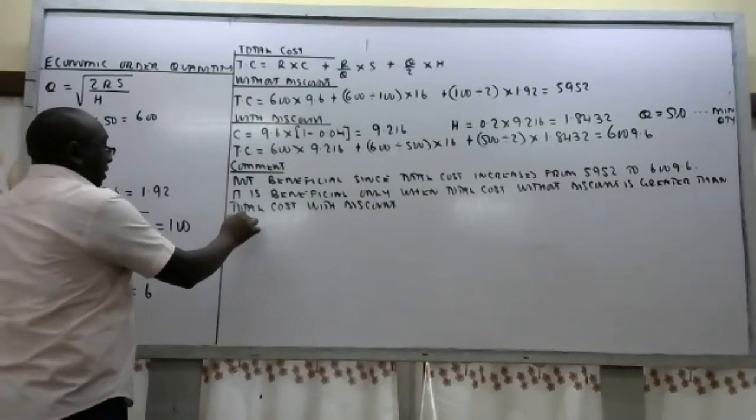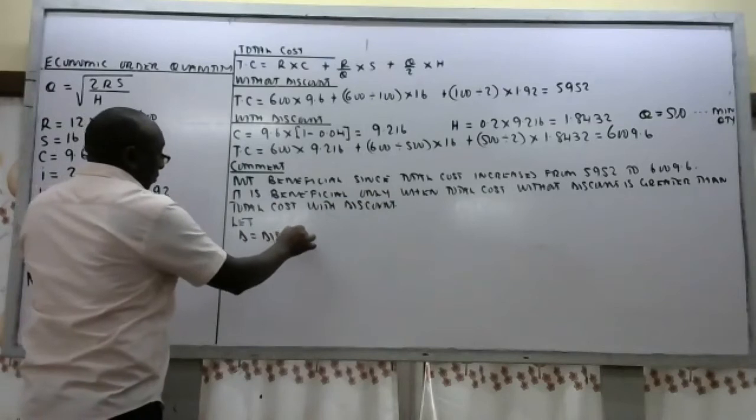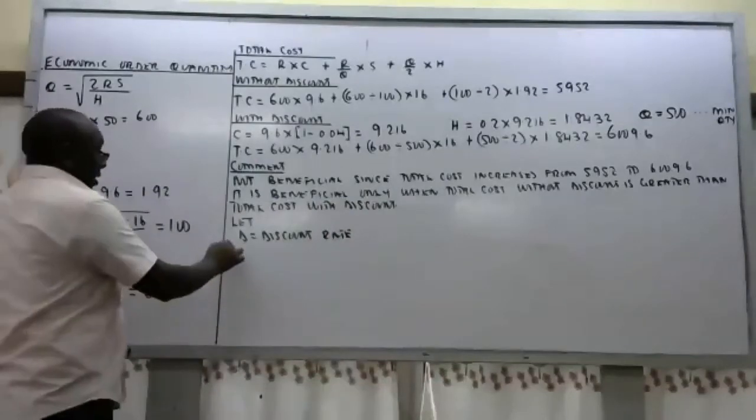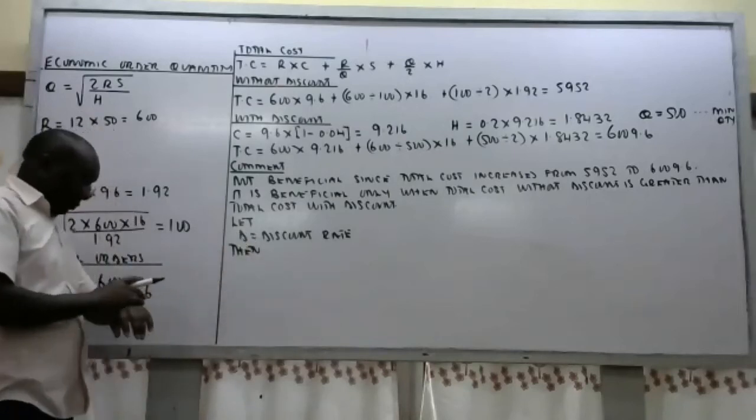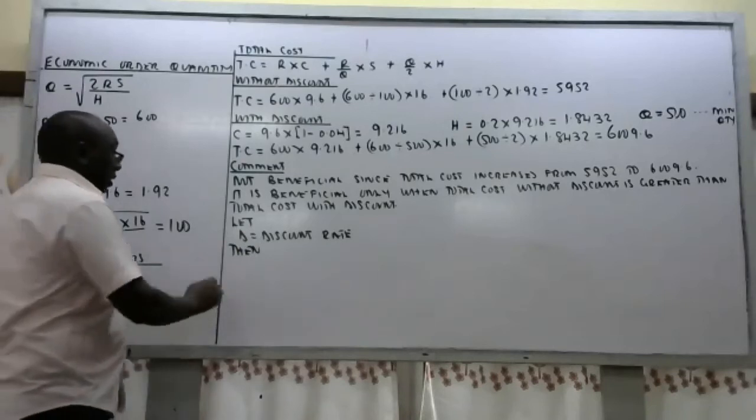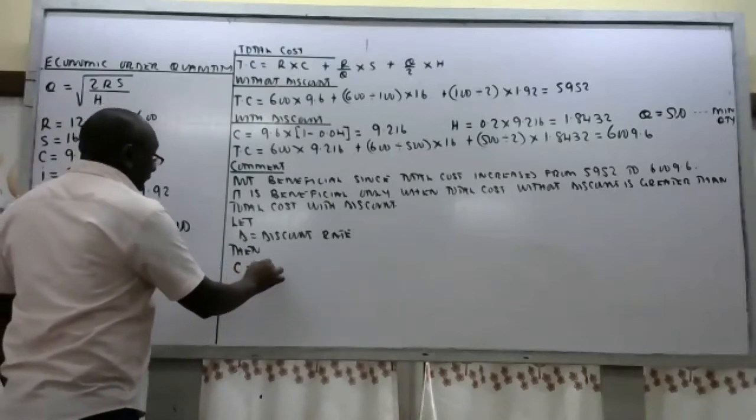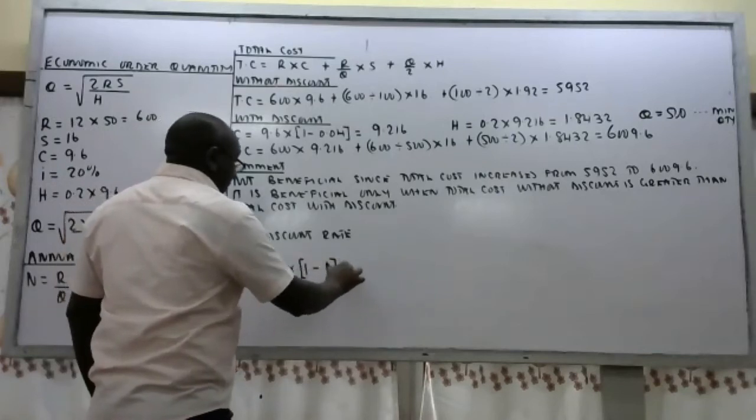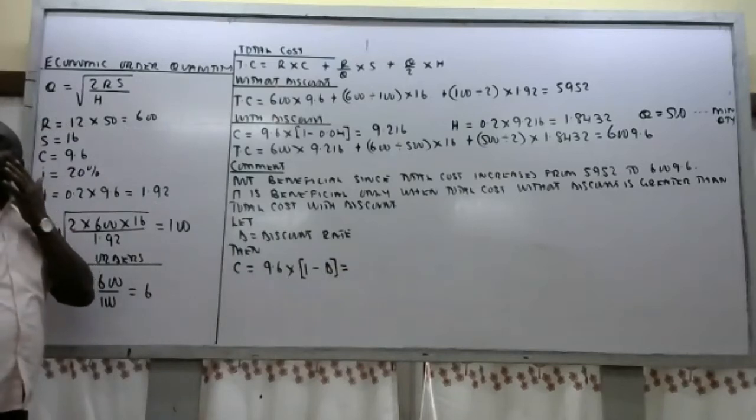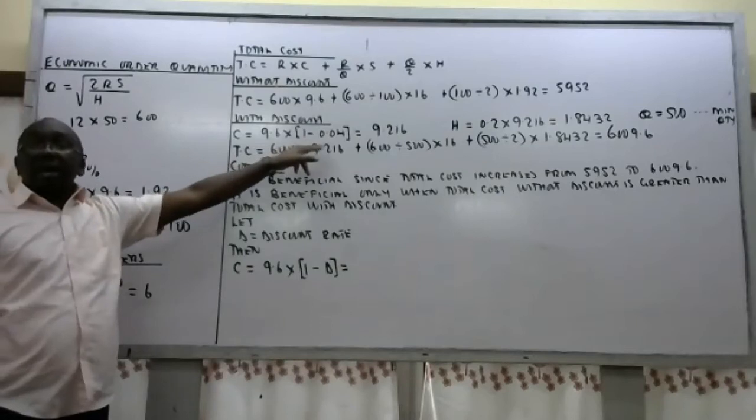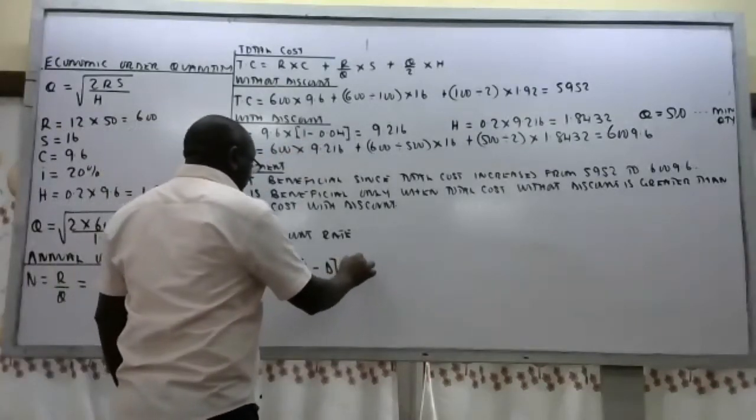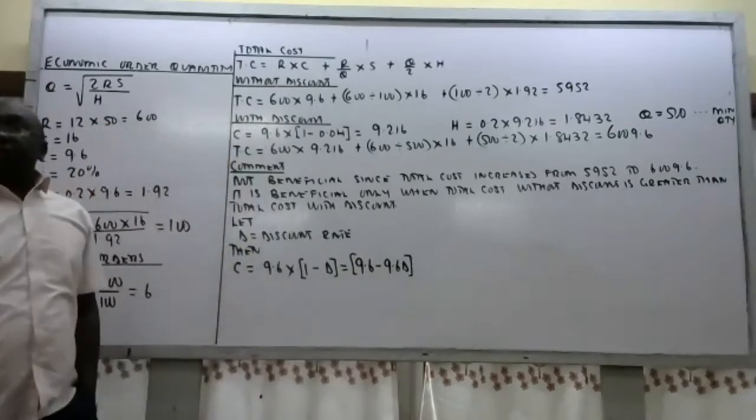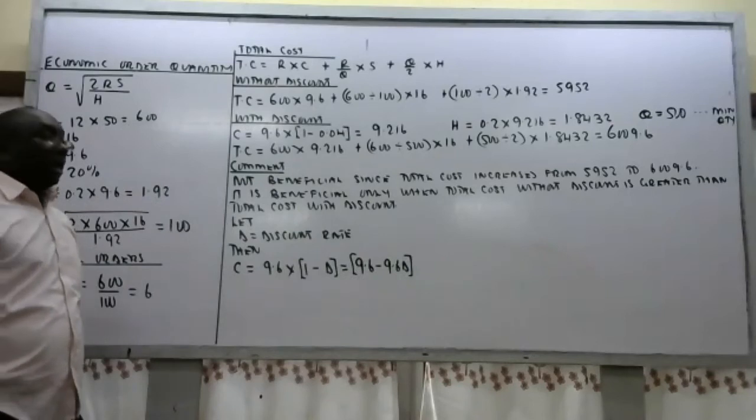So let D be the discount rate. Then C will be 9.6 times 1 minus D. That is our C. Just like what we did up here, 1 minus D. So this one opens up as 9.6 minus 9.6D. That is how it will open up.